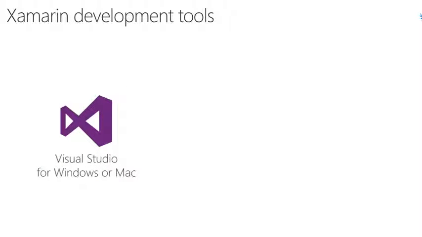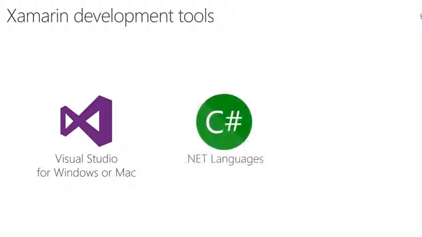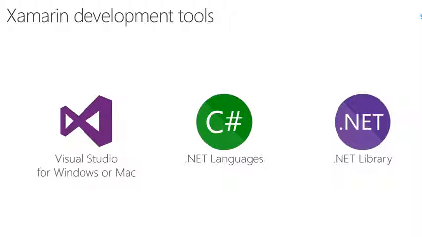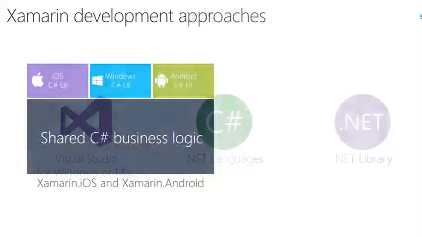Now with Xamarin, you're going to write your applications in C# using Visual Studio on either Windows or Mac OS. But it's more than just the C# language. You also gain access to the .NET libraries, and these provide features and standard APIs across all the supported platforms.